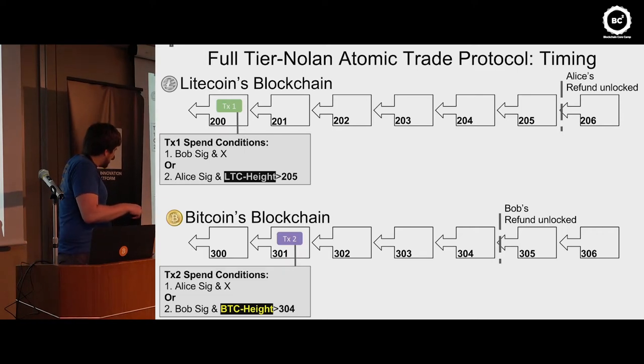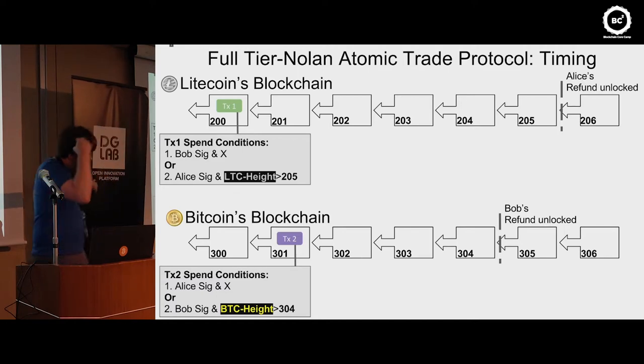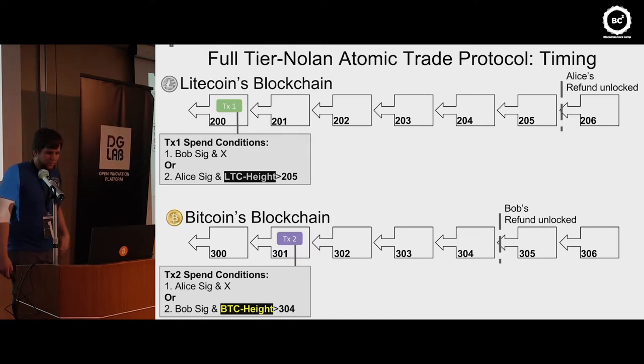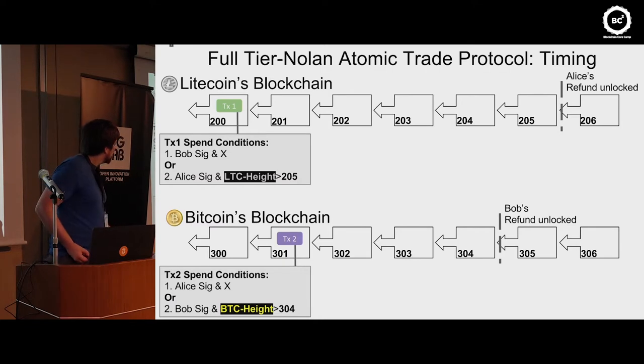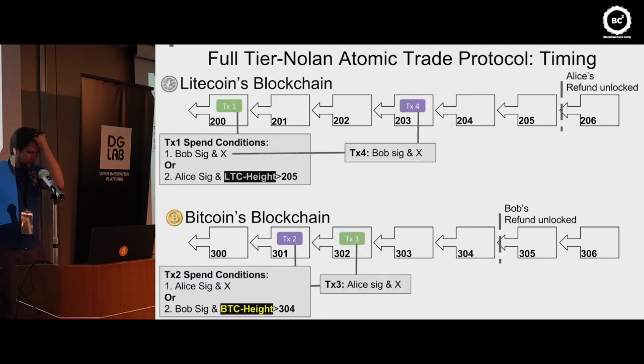And we also have transaction 2, which refunds back to Bob after the Bitcoin block height is greater than 304. So I've drawn the time where Bob's refund is unlocked with this dotted line, and the time where Alice's refund is unlocked with this dotted line.